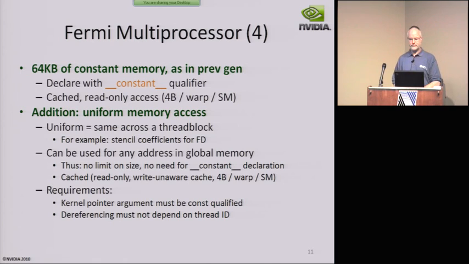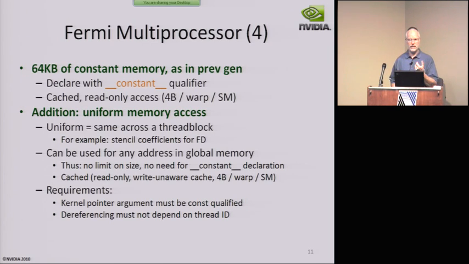So in each multiprocessor, there is 64K of constant memory, the same as in the previous generation, and you can declare that with a special CUDA qualifier with the underscores constant, and it's cached read-only access, 4 bytes per warp per SM.